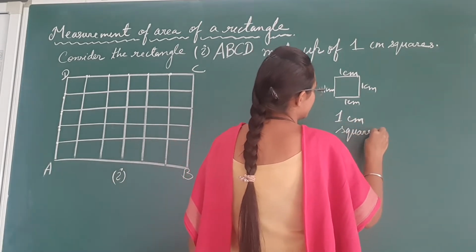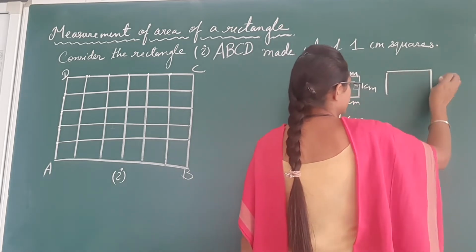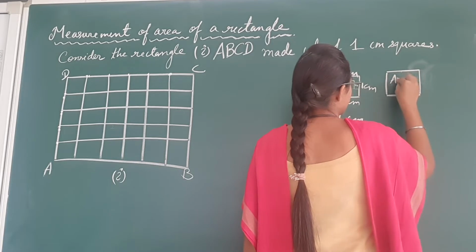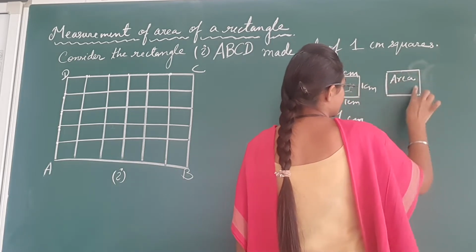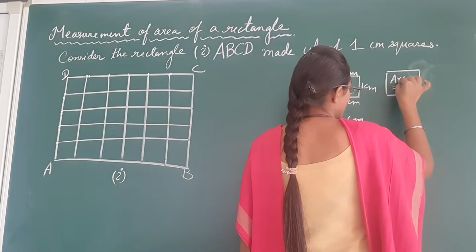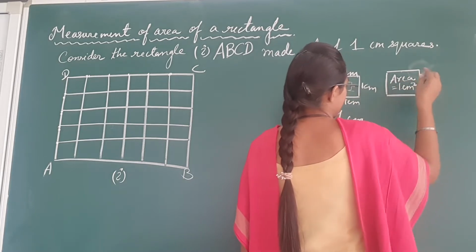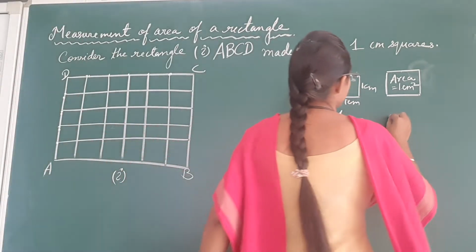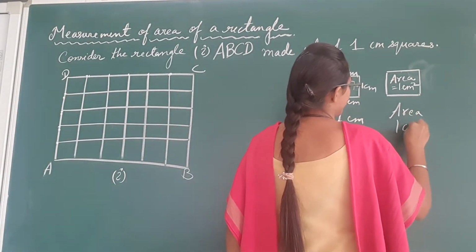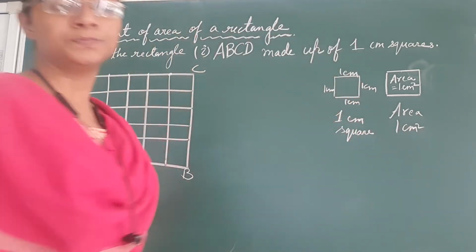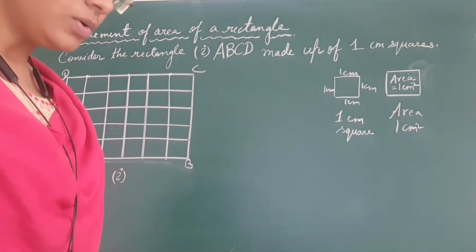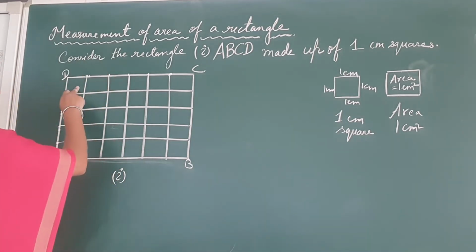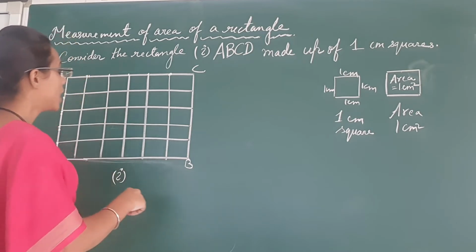Or else we can say that the area of this square, that means the whole region of this, is equal to 1 square centimeter. Okay, area is equal to 1 square centimeter. Now, in this square you have come to know that 1 square is equal to 1 square centimeter. So how many are there?